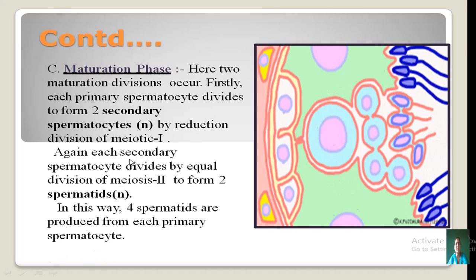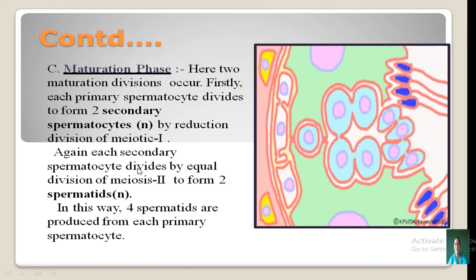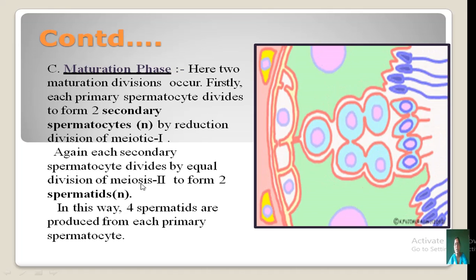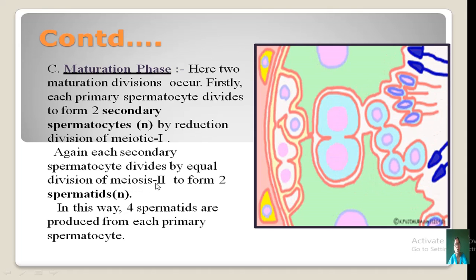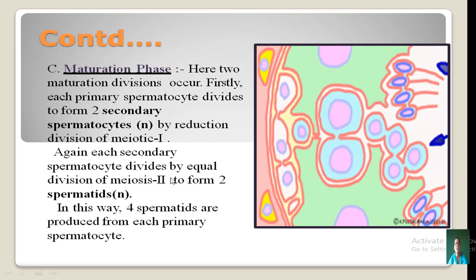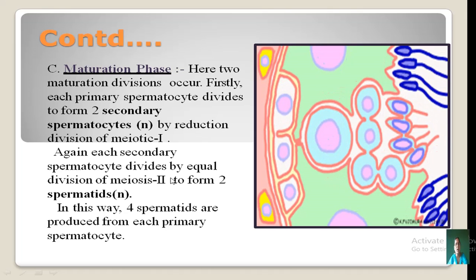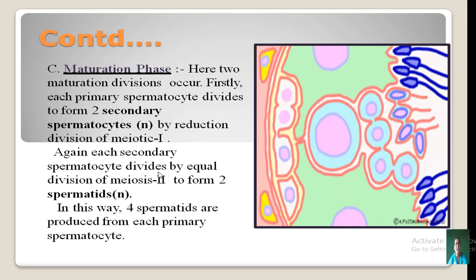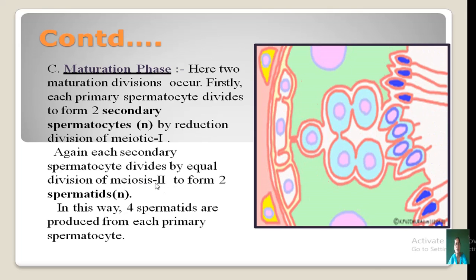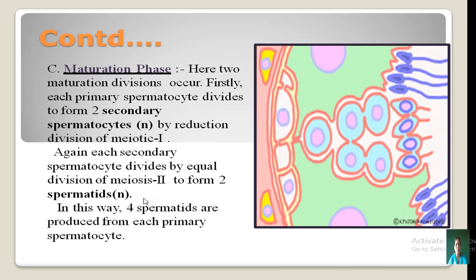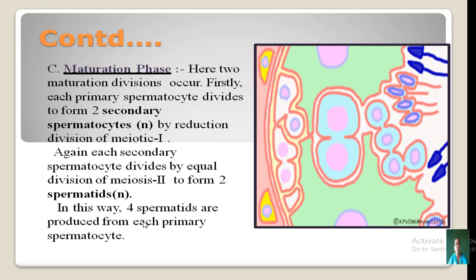The secondary spermatocyte divides by equal division where the chromosome number does not reduce. That is called meiosis 2, to form two spermatids. Each secondary spermatocyte divides to form two spermatids. These secondary spermatocytes are haploid. The spermatids are also haploid. In this way, 4 spermatids are produced from each primary spermatocyte.